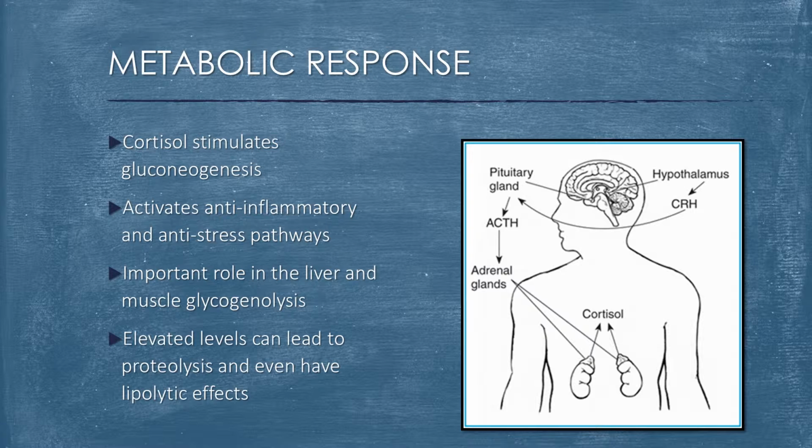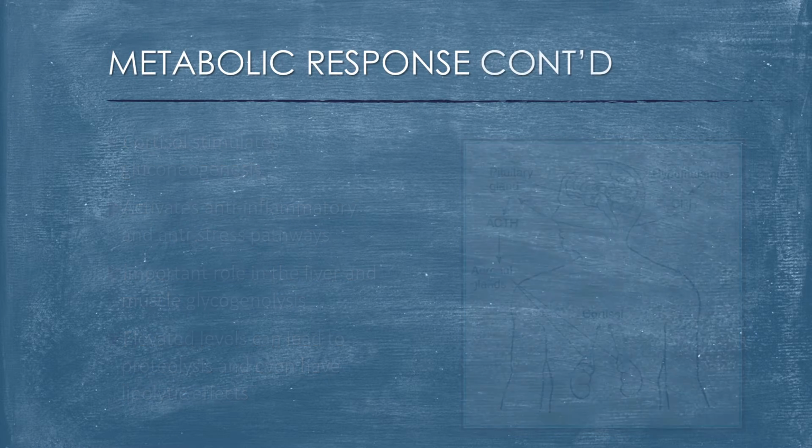As you can see on the right, this is the pathway that occurs when synthesizing cortisol, which we will be talking about later as well. It starts with the hypothalamus, then to the pituitary gland, the ACTH, adrenal glands, and then finally cortisol.